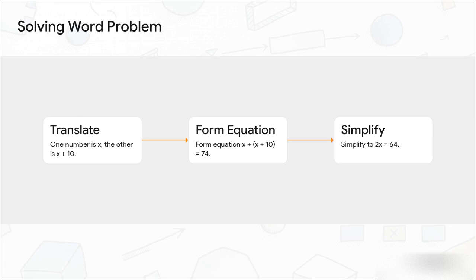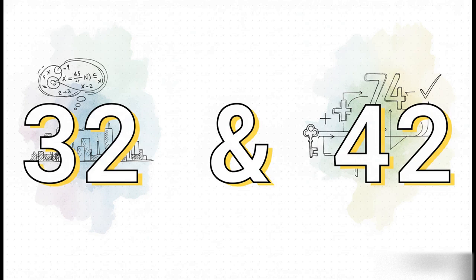Divide by 2. And just like that, the equation hands us the answer on a silver platter. If x is 32, our first number is 32. Our second number is x plus 10, which makes it 42. Do 32 and 42 add up to 74? They absolutely do. We literally just translated a real-life scenario into a linear equation to uncover the hidden truth.